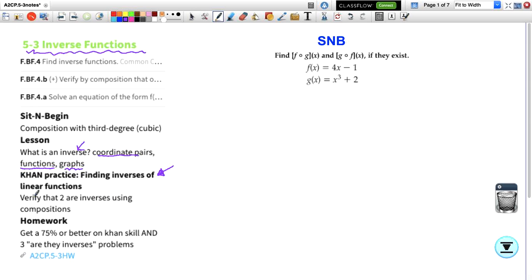Next, we're going to talk about how we verify if two things are inverses, and we're using compositions to do that. And that is why it was really important, folks, that yesterday we did that review that involved compositions, because today we're going to be using that as we determine if things are or are not inverses. So hopefully you're feeling okay-ish about that.